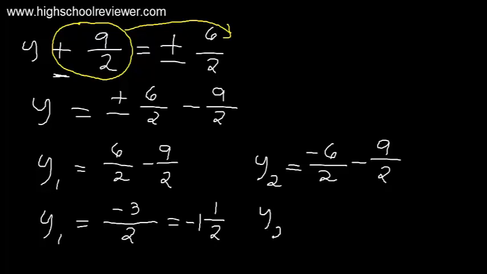Our y sub 2 will be, copy the denominator, which is 2, and then negative 6 minus 9, this will be negative 15 over 2, or negative 7 and 1 over 2. So therefore, y sub 1 equals negative 1 and 1 over 2, and y sub 2 equals negative 7 and 1 over 2. They are our final answers.